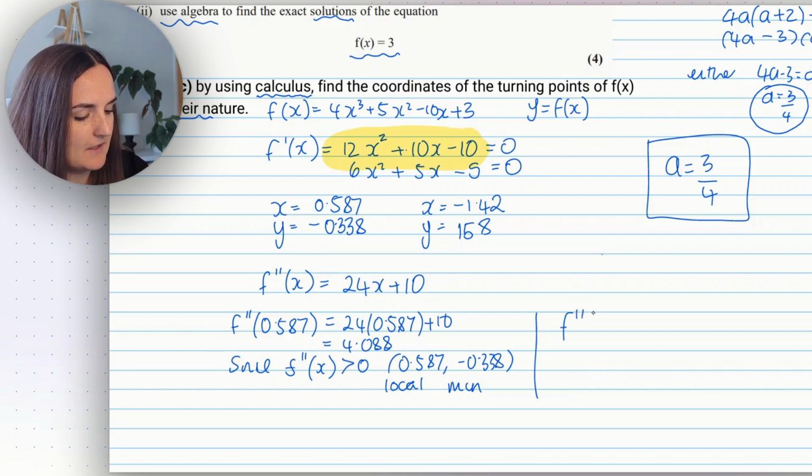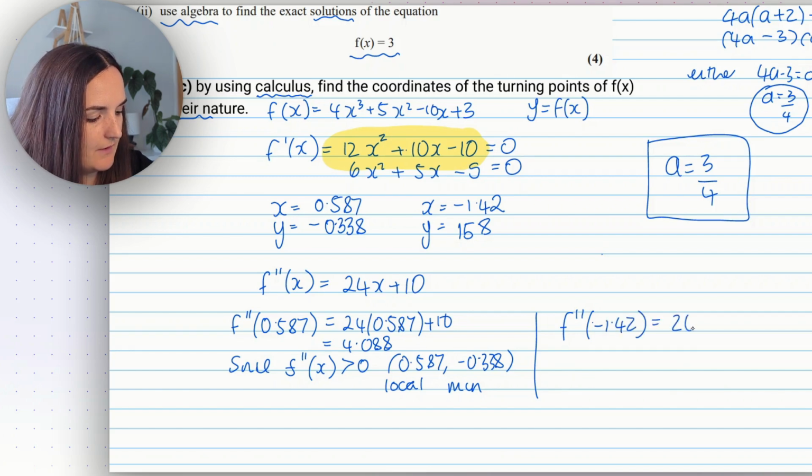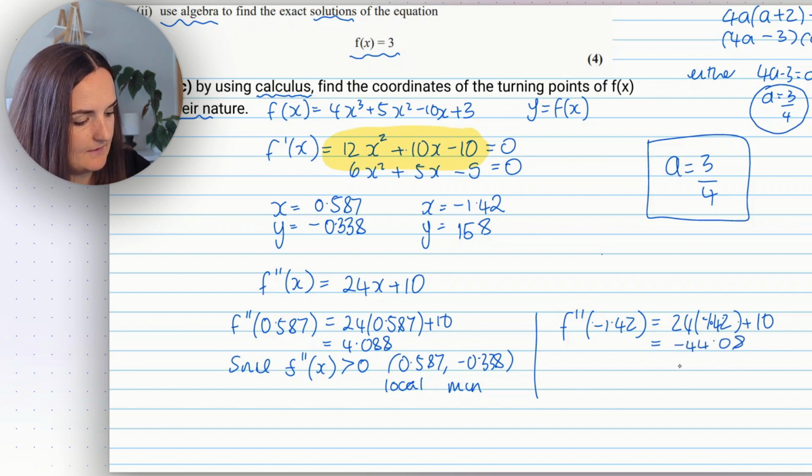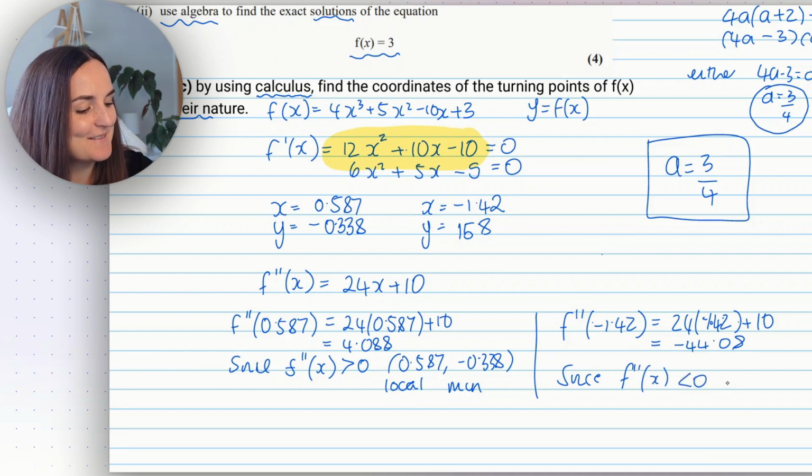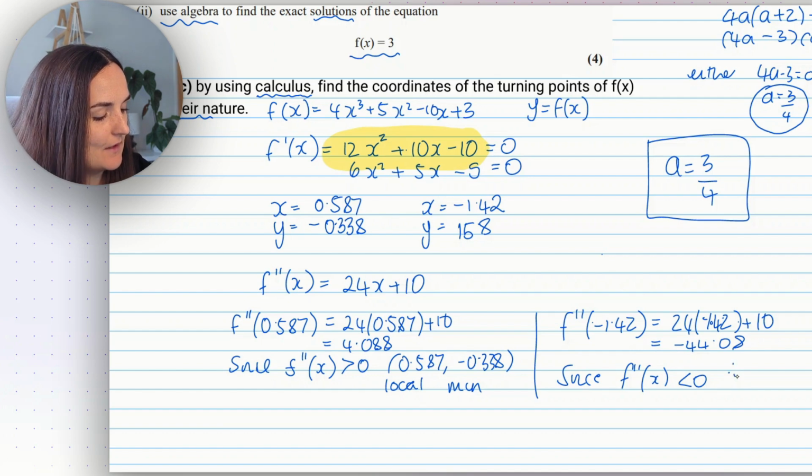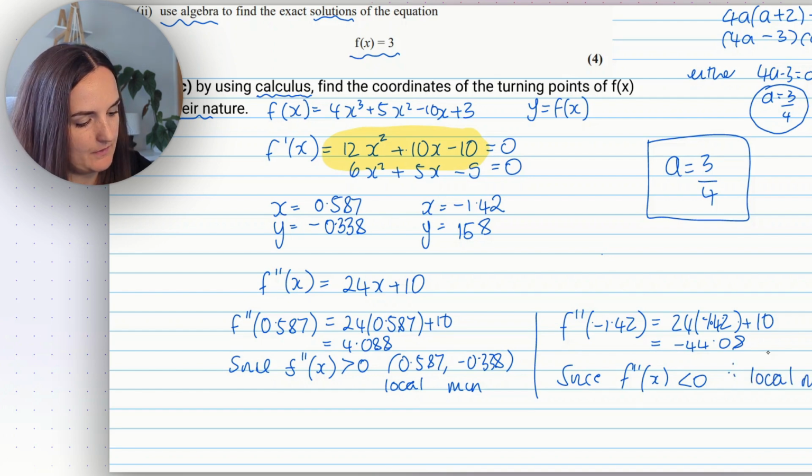And then f double dash x, or what was our other value, minus 1.42, and we substitute that in. And we get minus 44.08, very negative. So we can say here, since f double dash x this time is less than 0, that therefore it's a local maximum, okay? And we'll just write the coordinate to go with it. So minus 1.42 and 15.8 was the y coordinate. There we go. And that's our answer.